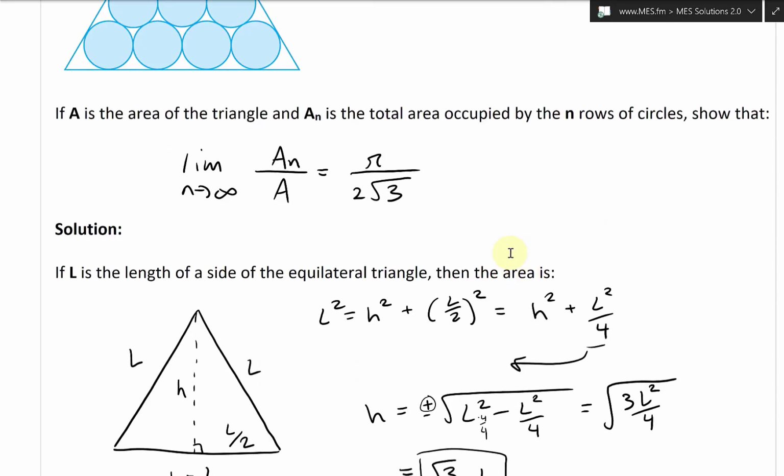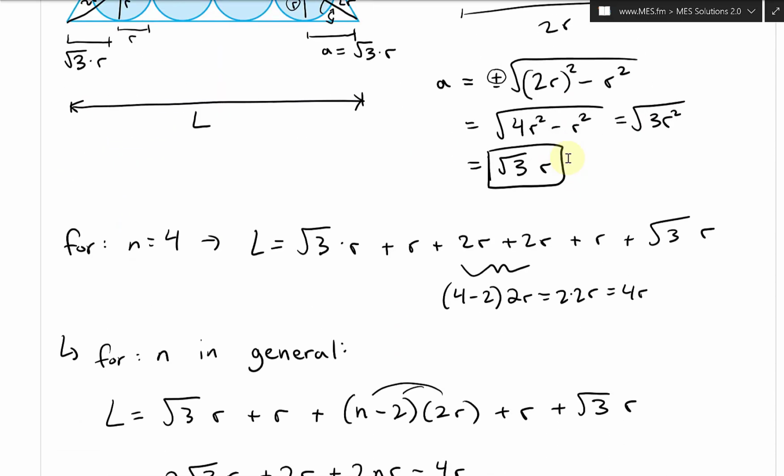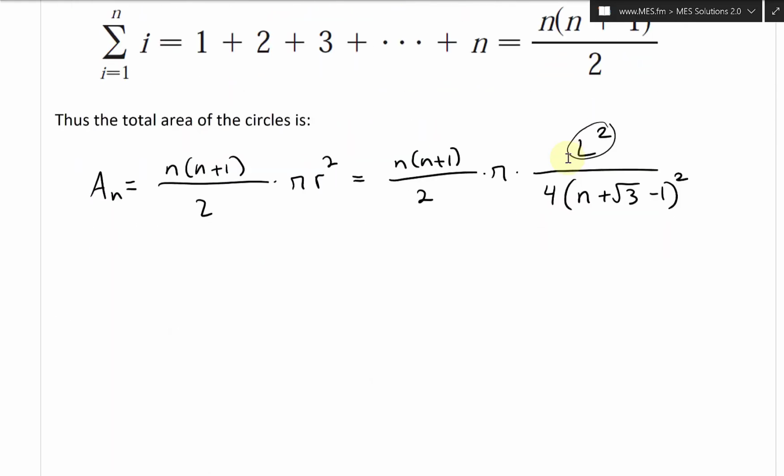And again, we were asked to find the limit as n approaches infinity of A_n over A. So we could replace this L with A. So this will be 4 over square root 3 times A. So this equals 2, and let's put this all together.